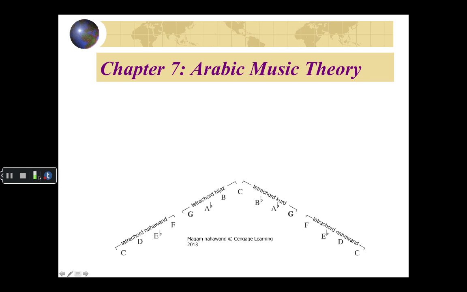The main thing to know is that in Arabic music theory, they build their scales differently going up and down. If you studied music, this is like ascending and descending melodic minors. And they build them out of tetrachords, or four-note units.